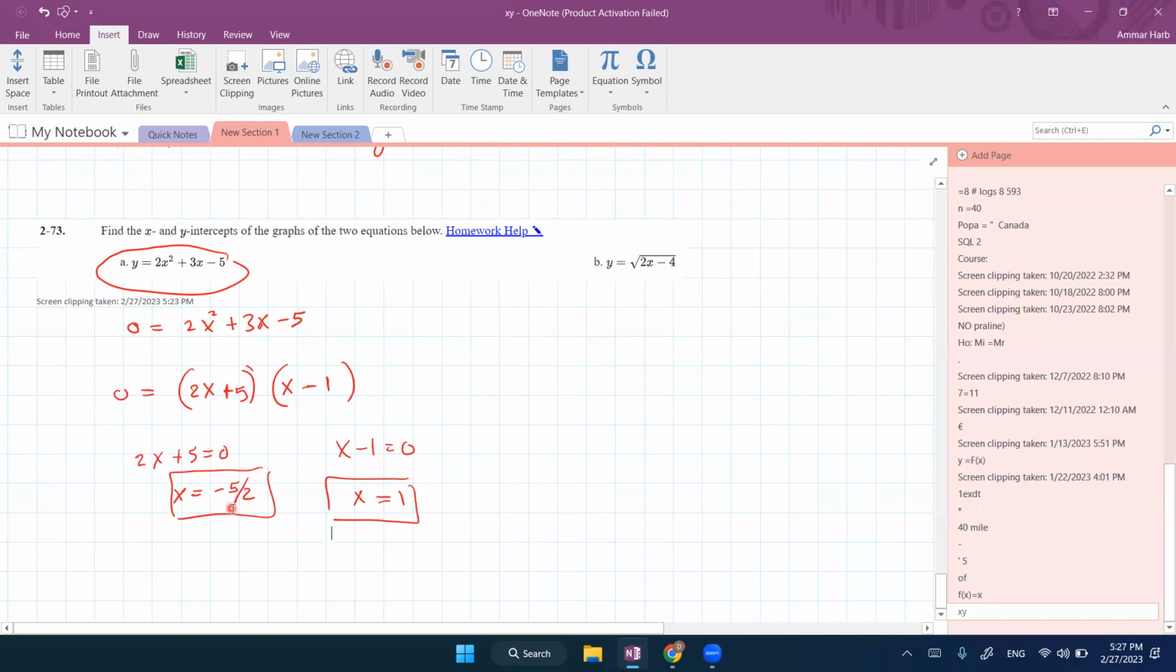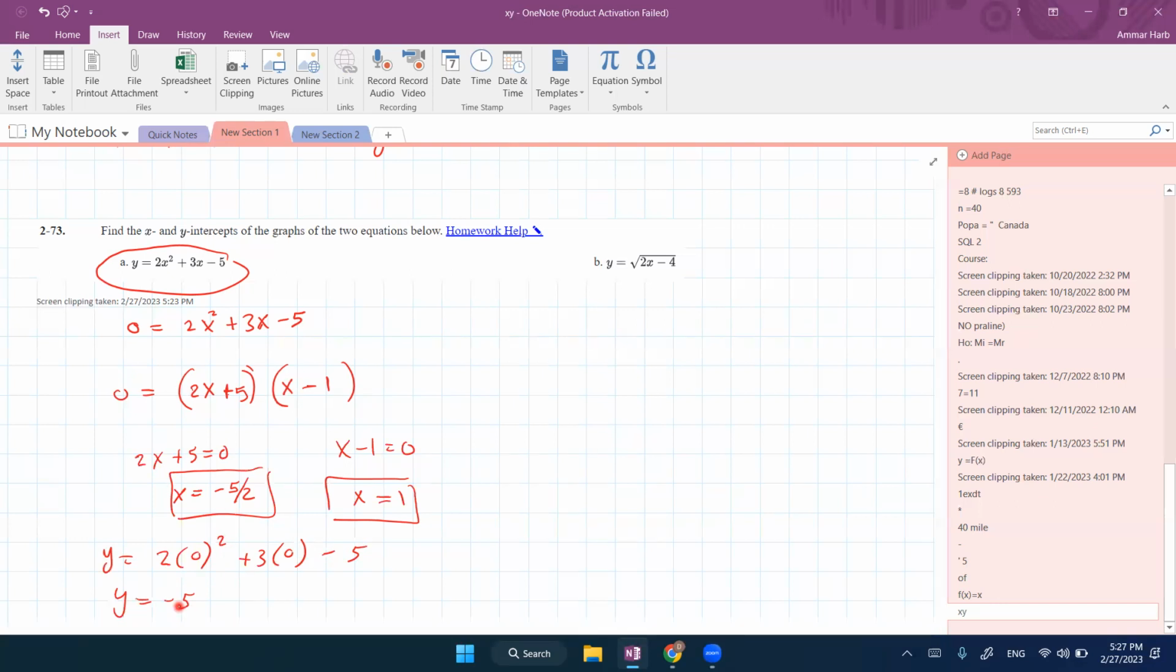Now to find the y-intercept, I will replace x with 0 in the equation. So it will be 2 times 0 squared plus 3 times 0 minus 5. The answer is negative 5, and we've seen in the graph the y-intercept is negative 5.